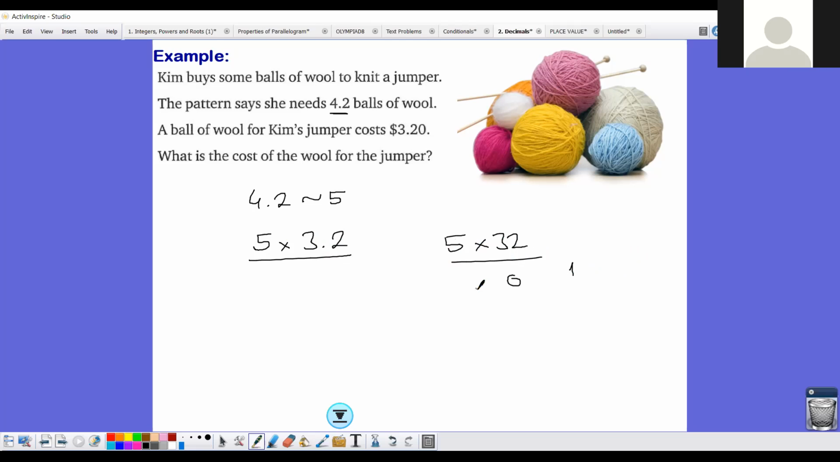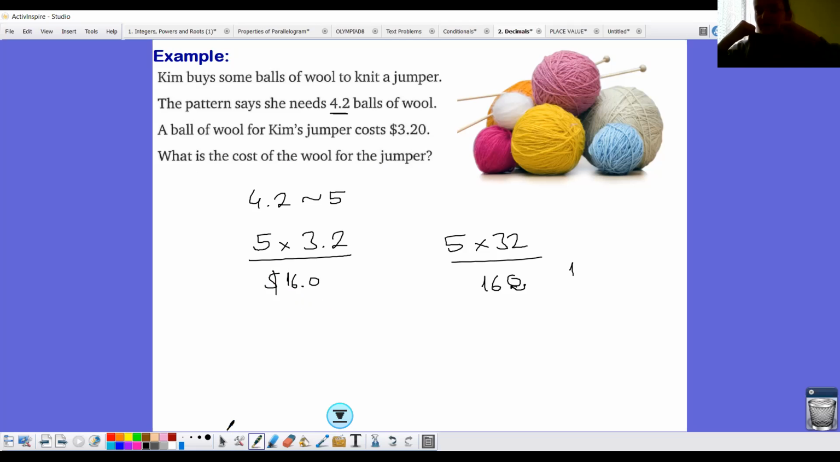It's 15. It's 16. Now we have one number after the decimal point. I will go back to 1. If you put it, it will become 16.0. So it is $16. What is the cost of the wool for the jumper? It will be $16. Did you understand why we are not rounding to 4? I didn't understand it.